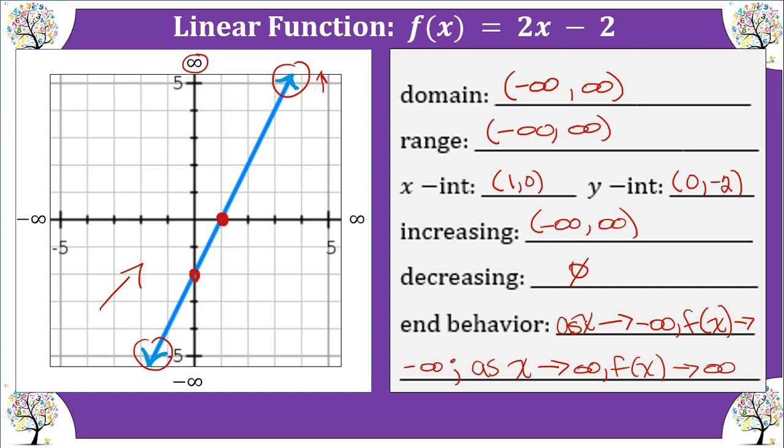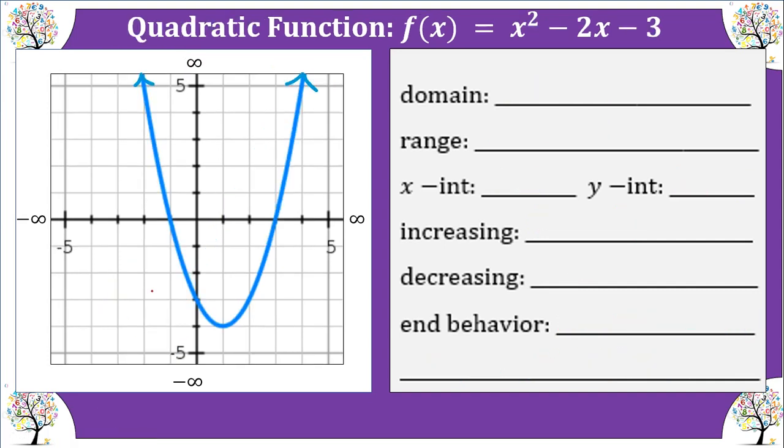So as x approaches negative infinity, f of x approaches negative infinity. And then as x approaches positive infinity, f of x approaches positive infinity. So as we go left, our graph goes down. As we go right, the graph goes up.